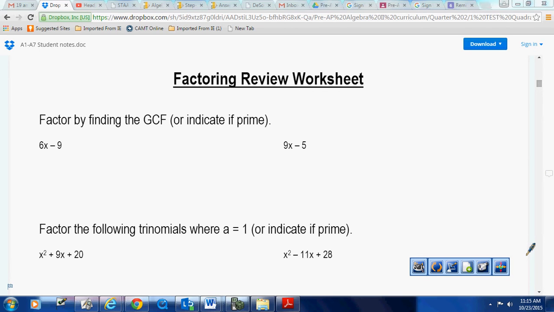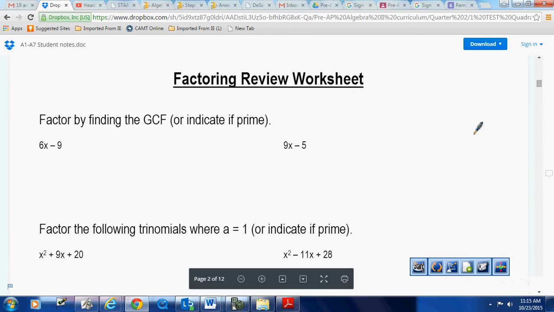Okay, class, I'm going to do a video over factoring. Now, notice that this says review. The reason that this says review is this is something you're expected to have learned in Algebra 1. So I'm going to create this video to put it out there so that if you need to go over it a couple times, you'll have access to this.